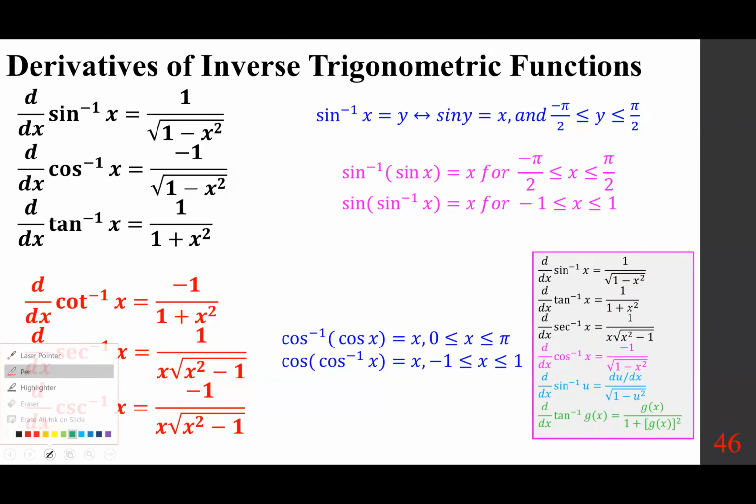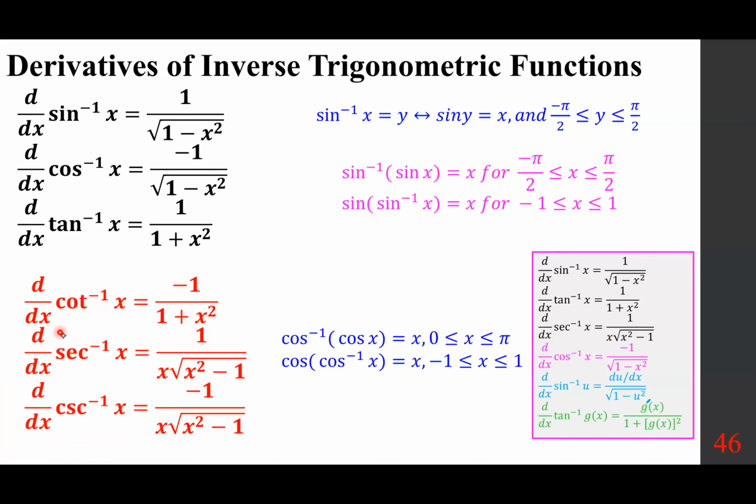We just use a different color on purpose. This is g prime. It's extremely important to know that. Or the u dx, just simply put, you multiply by it.